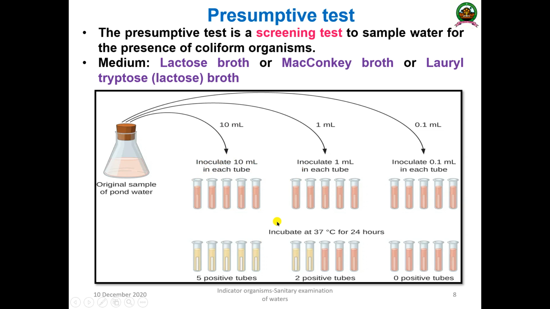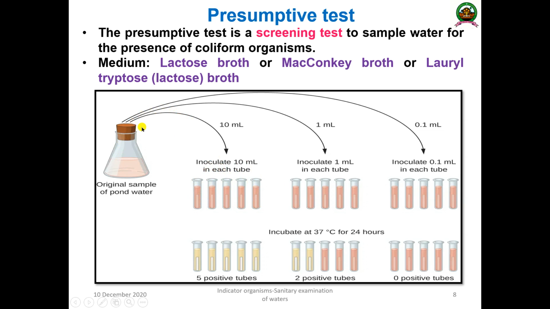Lactose broth, 10 ml, isn't it? In all 5 tubes, you have to add. You have already taken 10 ml of medium in these 5 tubes, so you have to add from the water. Take 10 ml of water and add it in each tube. So the total in this tube is 20 ml.